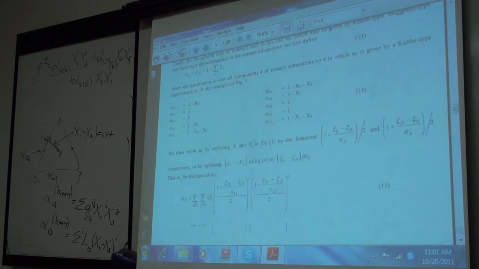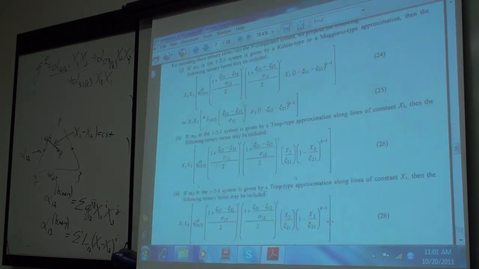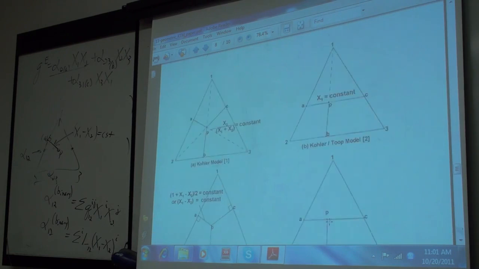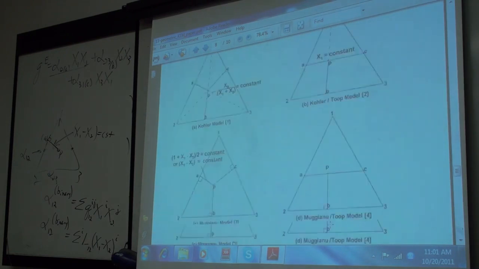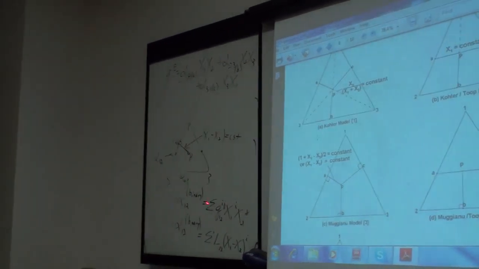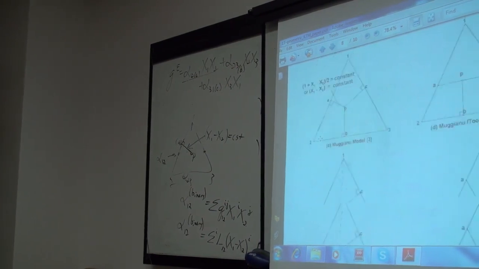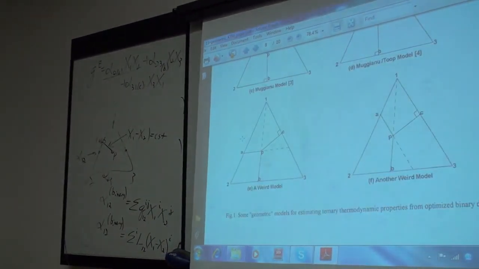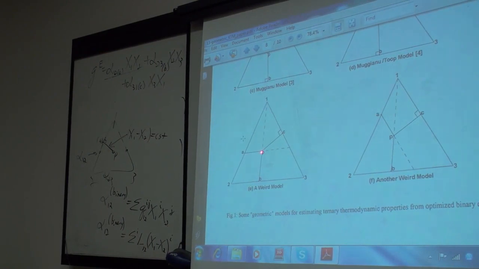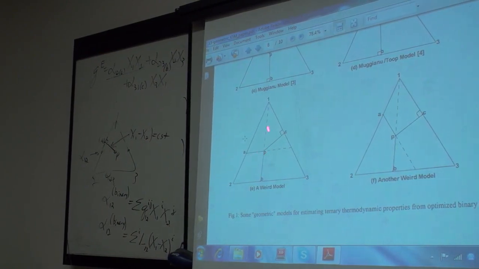Okay, now let's look at what I said about the weird method. You see that you're not really stuck to Kohler, Toop, or Muggianu. It's really the alpha 1,2. The alpha 1,2 can be replaced by one sort of term, the alpha 2,3 by another, and the alpha 3,1. So I could do a weird model like this. I could take a Kohler type thing down to here, a Toop type thing over here, and a Muggianu type thing to here.